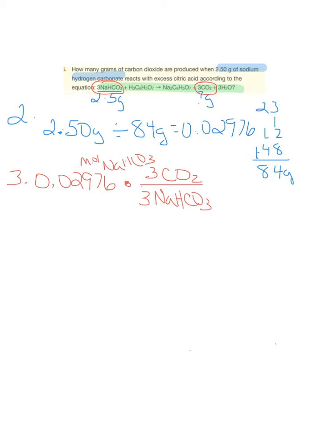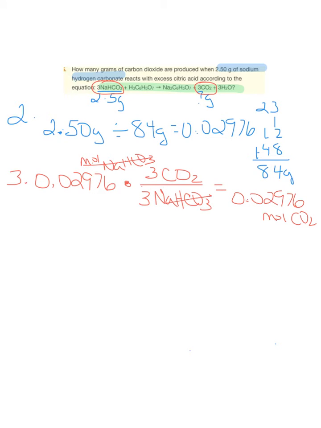The reason there's a 3 as both numerator and denominator is because that's the coefficient of both of those elements in our balanced equation. Well, when we multiply this out, 3 over 3 is just a 1, so you're still going to end up with 0.02976. But now, because our moles of sodium bicarbonate cancel out, you've got moles of CO2.